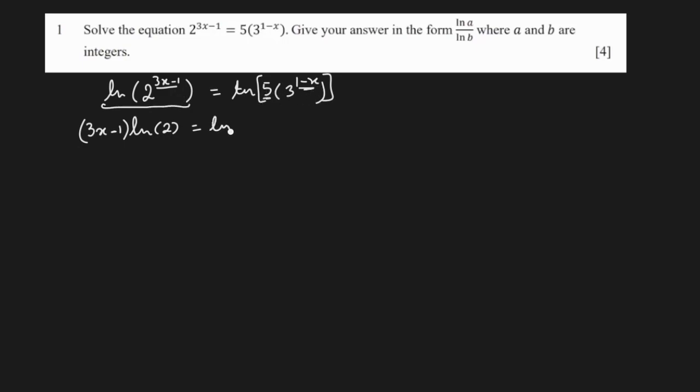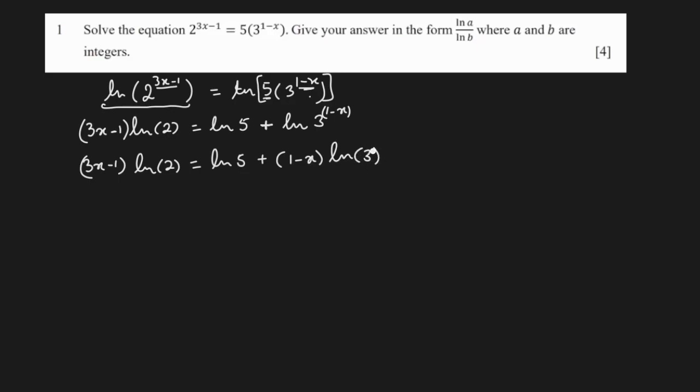So for removing it, we will separate ln 5 plus ln 3 to the power 1 minus x. Now they are separated, and because they were multiplying inside, outside the natural logs add up. Okay, so (3x minus 1) natural log 2 equal to natural log 5 plus, now it will come in front and we'll be left with natural log of 3.